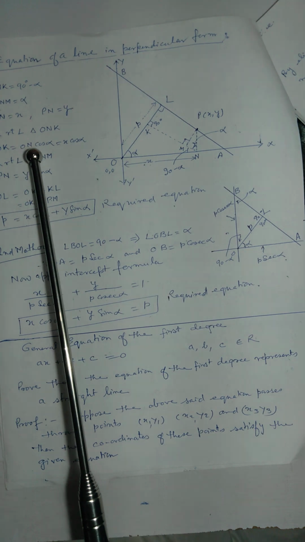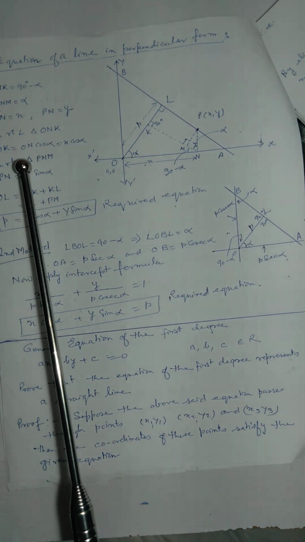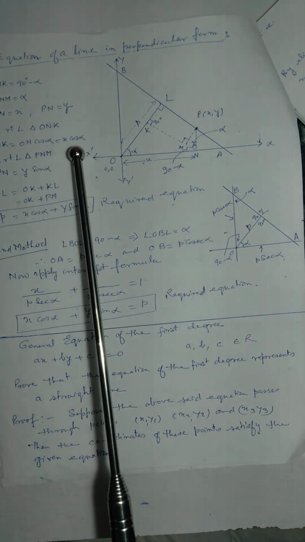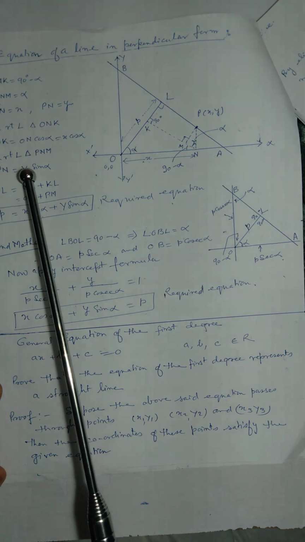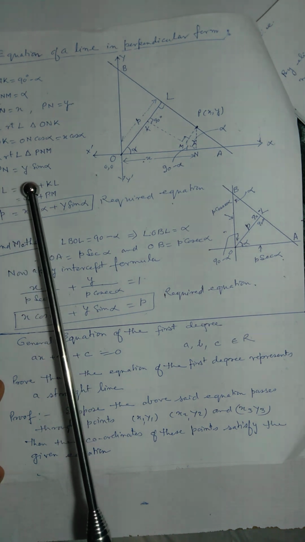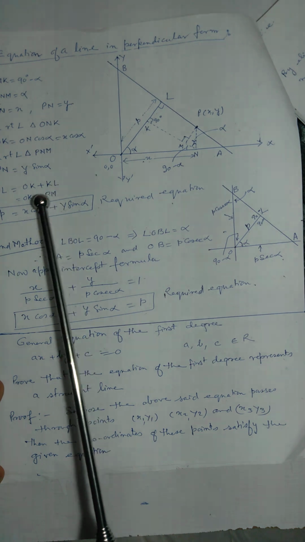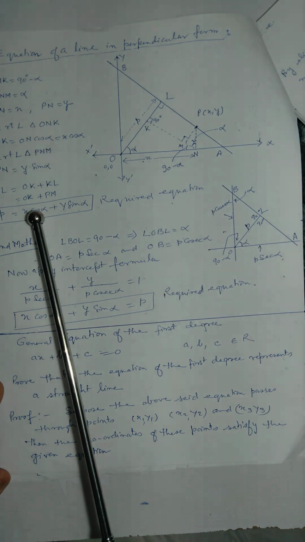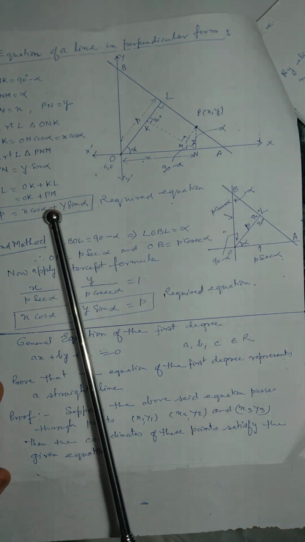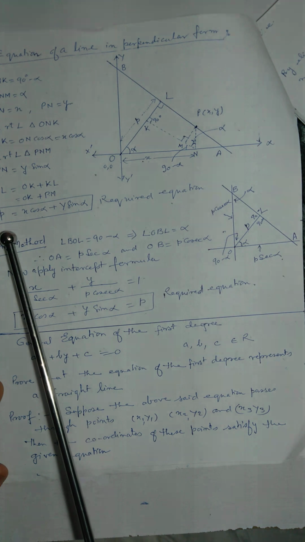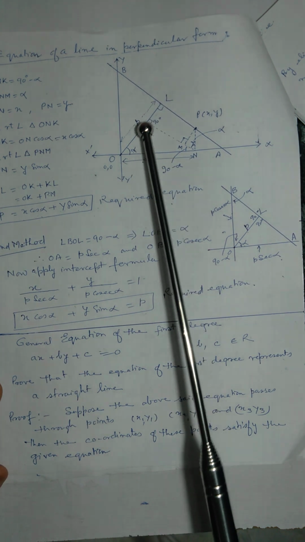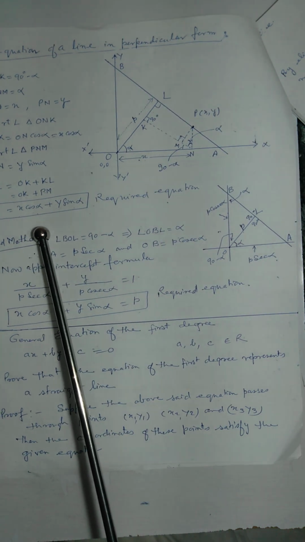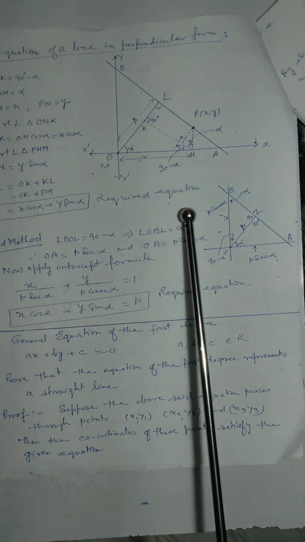In right angle triangle, OK is equal to ON cos alpha, and that will be equal to x cos alpha. In right angle triangle, PM is equal to y sin alpha, and OL is equal to OK plus KL. So OK I have written here as OK and KL, that is PM, hence small p, that is the perpendicular distance from O to L. So p is equal to x cos alpha plus y sin alpha. This is the required equation.